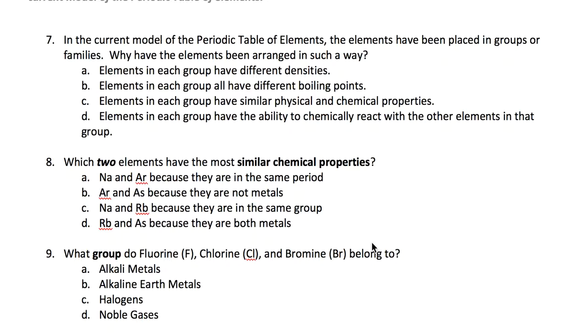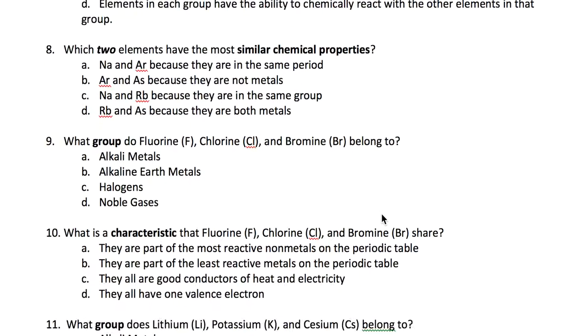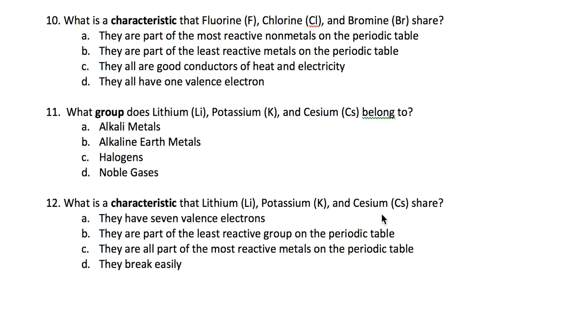Question 9. What group do fluorine, chlorine, and bromine belong to? A. Alkali metals. B. Alkaline earth metals. C. Halogens. D. Noble gases. Question 10. What is a characteristic that fluorine, chlorine, and bromine share? A. They are part of the most reactive nonmetals on the periodic table. B. They are part of the least reactive metals on the periodic table. C. They are all good conductors of heat and electricity. Or D. They all have one valence electron.